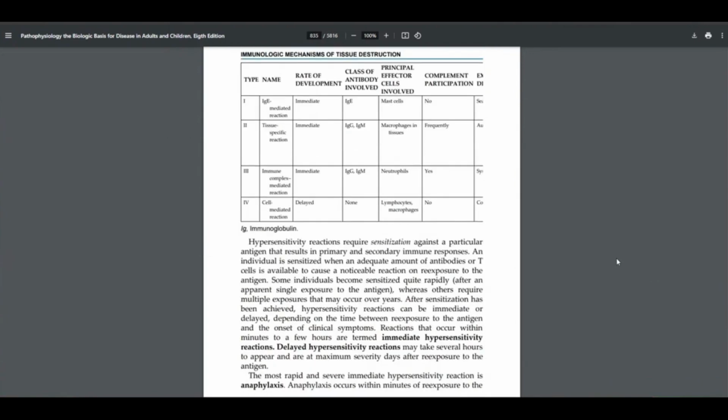Right. So again, we've got four types of mechanisms. Type 1 is IgE, which is an immediate result. The class of antibody involved obviously would be IgE. The principal effector cells involved are our mast cells. And the complementary participation is not there.